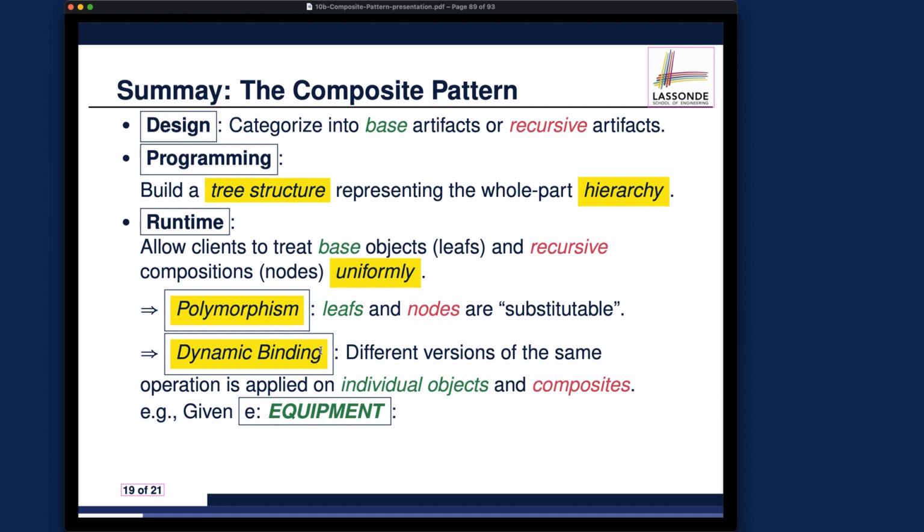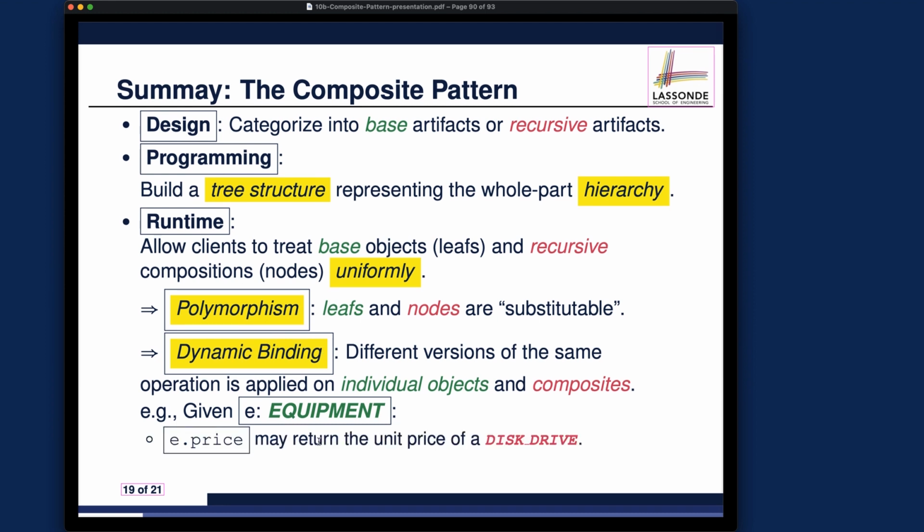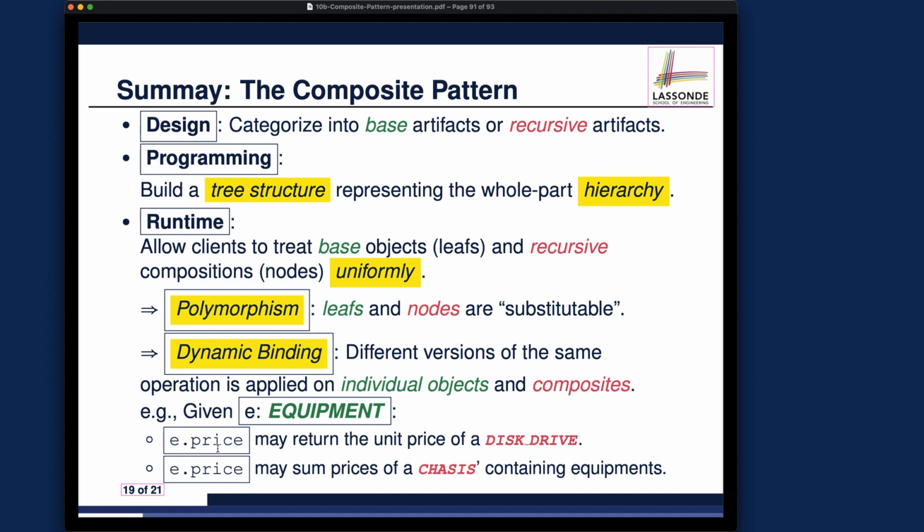So now given E of type equipment, uniformly you can say E.price. Now depending on what the dynamic type is for E, in the case where the dynamic type of E is simply basic equipment, it's going to calculate the unit price, for example, this drive. Otherwise, if you say E.price where E is a composite equipment, let's say chassis, dynamically in that case it's going to recursively calculate all the contained equipments. Okay, so the composite design pattern is actually quite an interesting pattern that links to the tree structure that you learned in your 2011. So you may actually want to review the parts about tree operations back in your 2011.